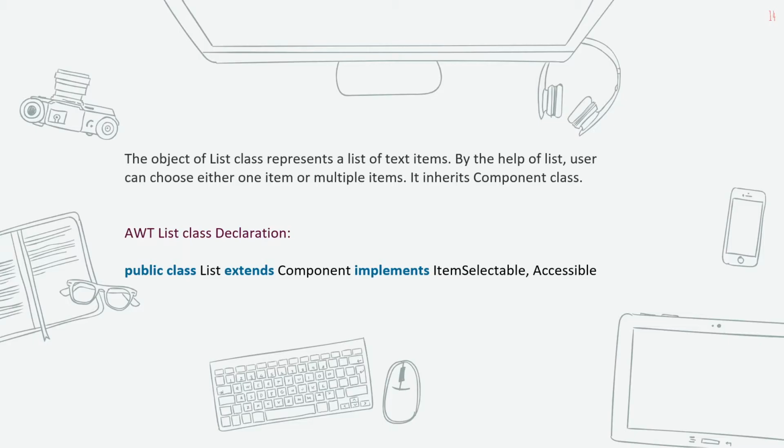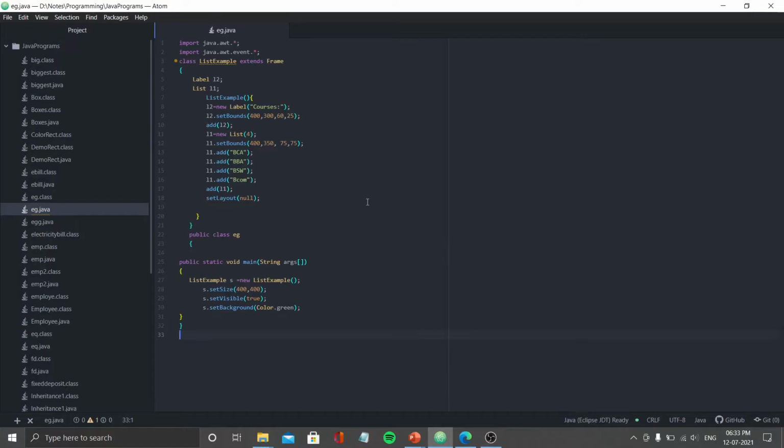Now let's move on to an example program. So this program consists of a class known as ListExample. It extends Frame. Now it has a label L2 and a list L1. Then the constructor is written down.